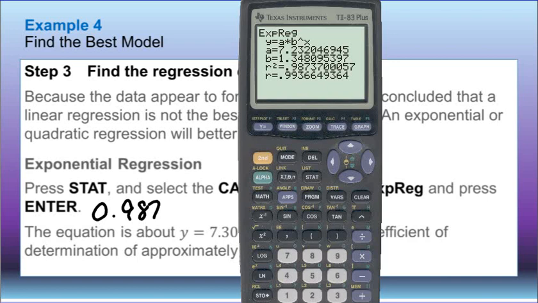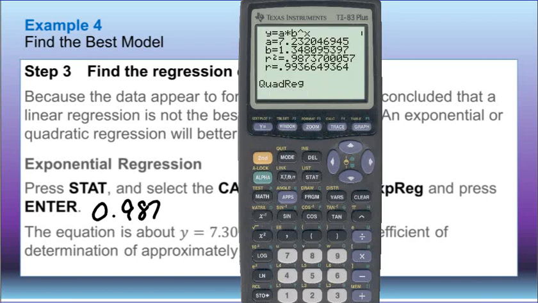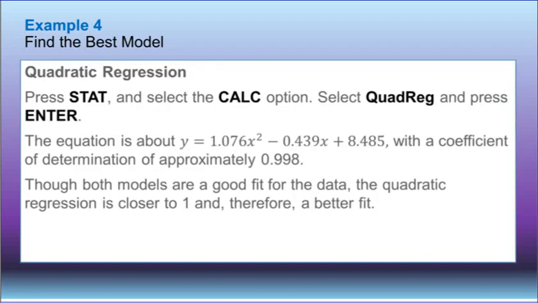So now to find the quadratic, we're going to do the same thing. Going to hit stat, calculate, but go to quadratic, which is number 5. Hit enter, and it says our r squared is 0.996. 0.996 is bigger than the exponential, so we're going to be using the quadratic.